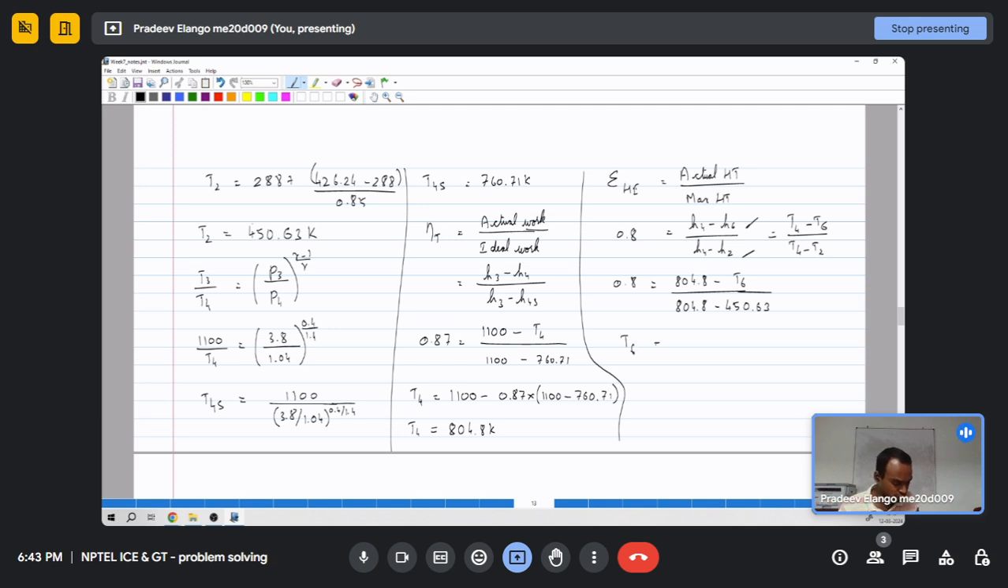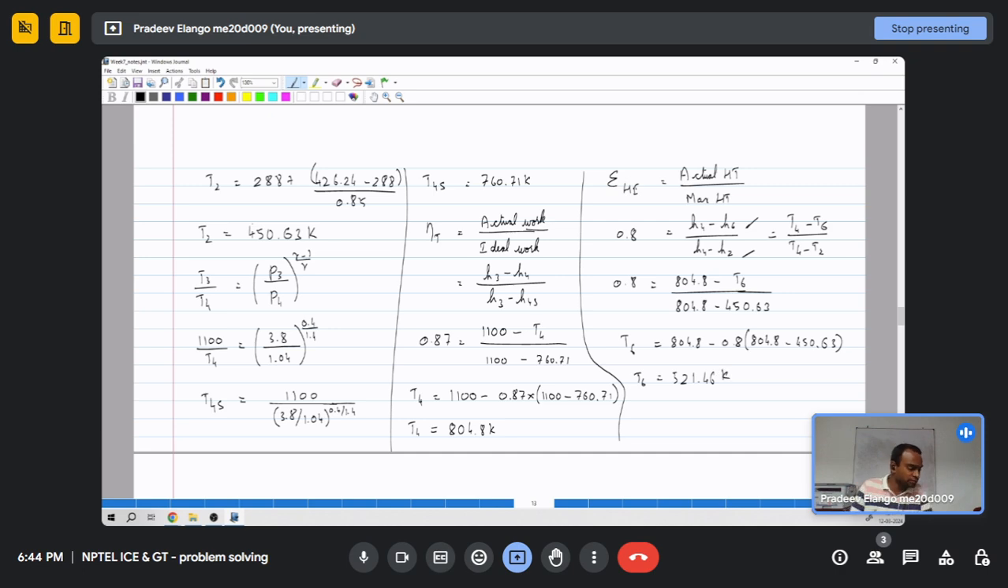So now we can rewrite to calculate the value of T6. So that is 804.8 minus 0.8 into 804.8 minus 450.63. Can you calculate T6? 521.46.